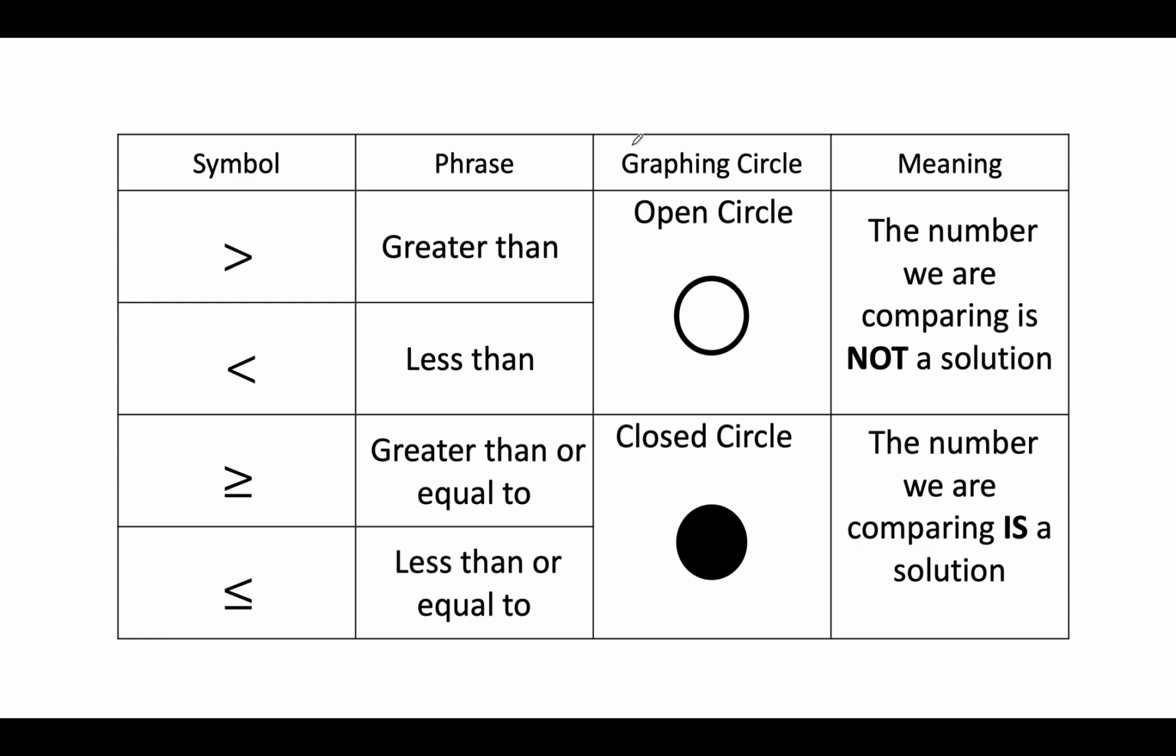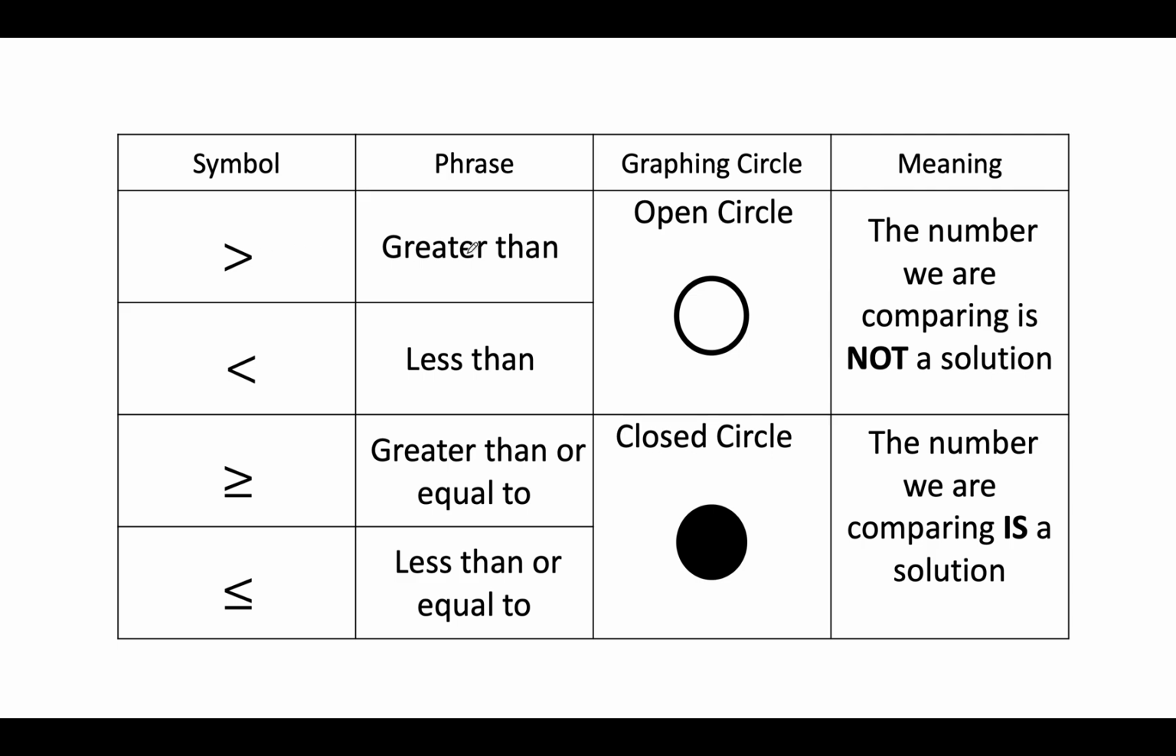In your notes, you have this table. I'd like you to copy down this table. This will be kind of our cheat sheet of what we're going to use. I know we haven't talked about graphing circles yet. That'll come into play later on. So just get it down for now and we'll talk about it.